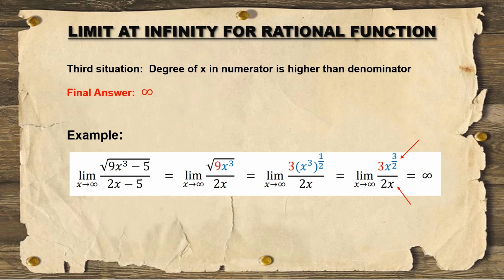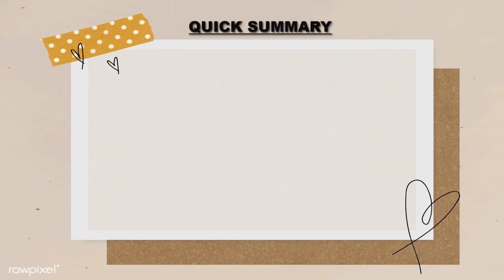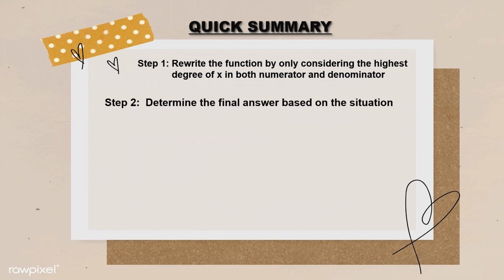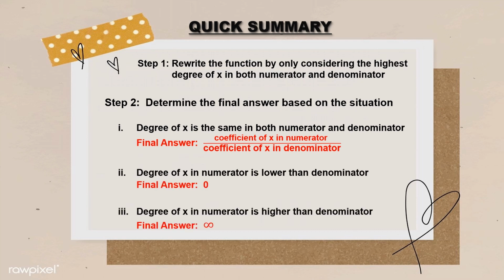And we're done. That's exactly how we solve limit at infinity of rational function by using the quickest shortcut. Now, a quick summary for recapping what we have learned. First, we rewrite the function by only considering the highest degree of x in both numerator and denominator. Afterwards, we just have to determine the final answer based on the three possible situations. If you are used to this method, believe me, you can actually solve it by just looking at the question without doing any calculation.